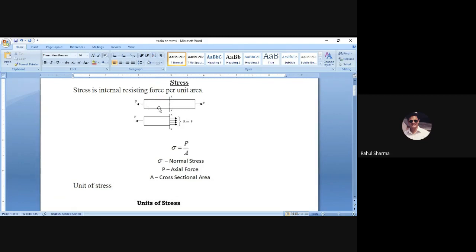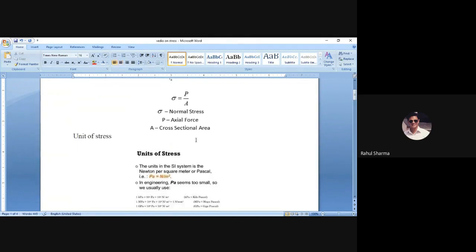Now, due to tensile force, an internal resistance force will be generated about the section XX, and its magnitude will be somewhat equal to the applied load. And this internal resistance force, that is R equals P, when divided by the cross-sectional area, gives the value of stress.